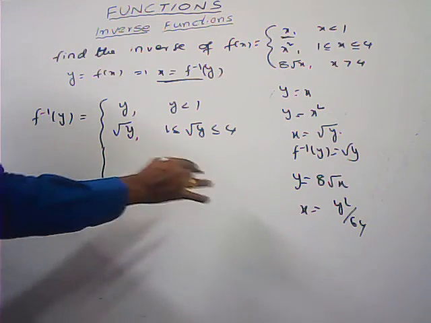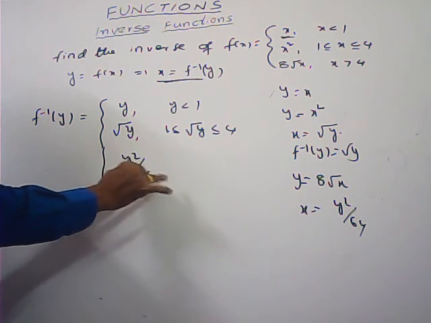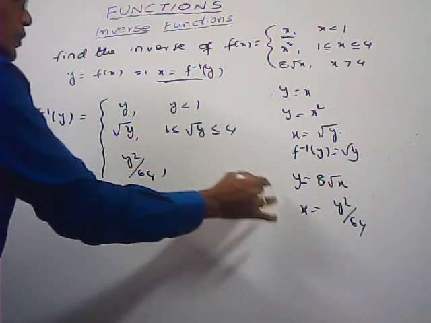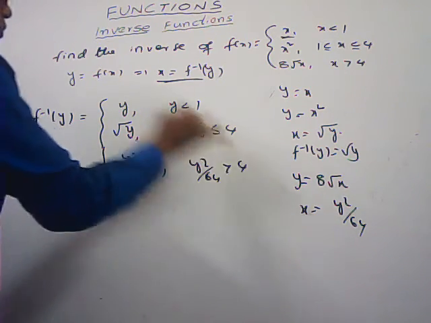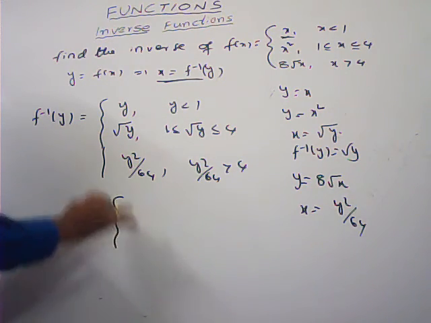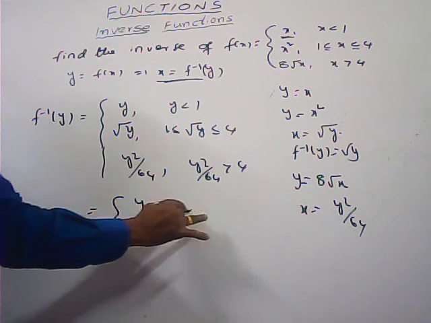So x is the inverse of y only, y square by 64. And what about the x value? x equals y square by 64 is more than 4. Now here you can simplify this one. y is less than 1.